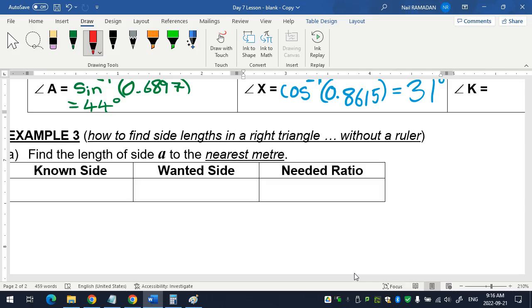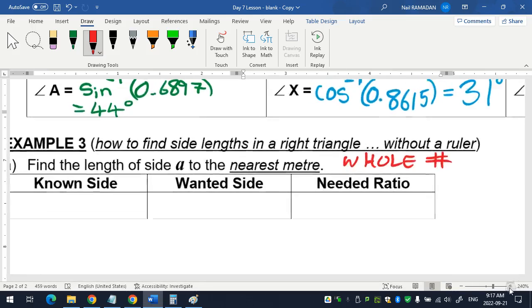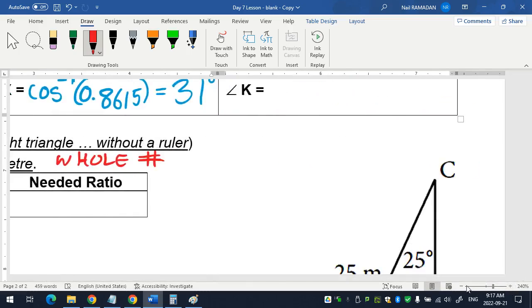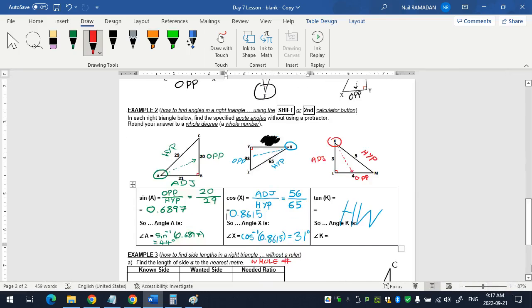When it says to the nearest meter, does that mean to the nearest tenth or hundredth, or just to the nearest whole number? It did not give you decimals, which means what? Whole number. Go ahead and just write whole number next to it. I'm just going to write number this way. This is the symbol for number, by the way. Okay, let's look at this, everyone. Let's look at the triangle.